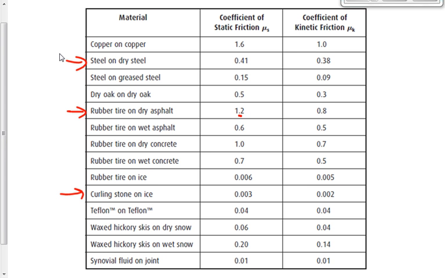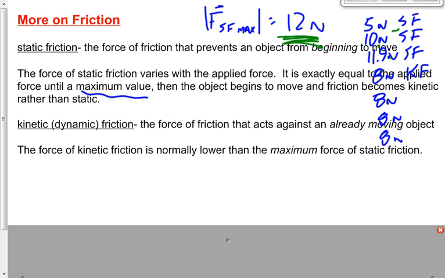What do you notice about all of these, though? What kind of pattern do you notice about all of these coefficients of friction, whether we're talking about rubber tire on asphalt or a curling stone on ice? Travis? Kinetic friction is less than the force of static friction. Remember what we said a minute ago? The force of kinetic friction is normally lower than, not static friction, but the maximum possible force of static friction.